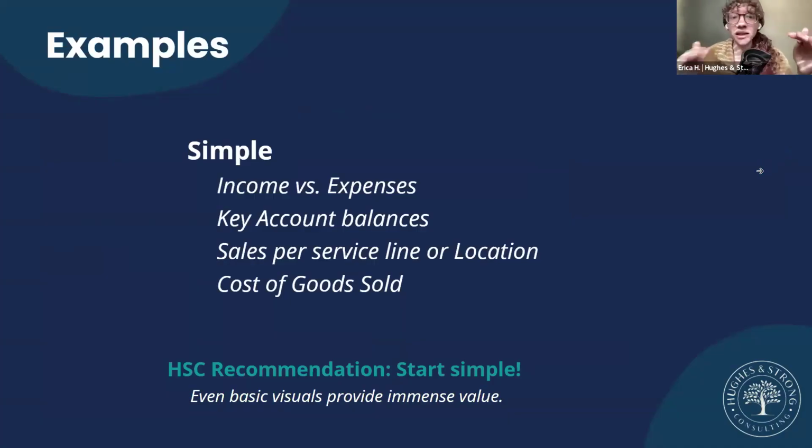So we could easily do income versus expenses. We could easily show those key account balances to keep an eye on some of those. We could easily do sales by service line or location, again, if you have those set up in the COA, or we could do cost of goods sold. All of those are straight pulling, no advanced, no crazy stuff behind the scenes, and they're very easy to set up, 5, 10 minutes, without having to do any crazy thing past that.